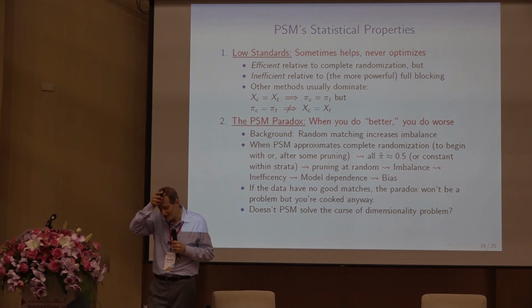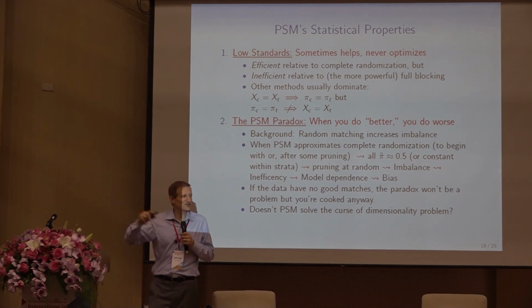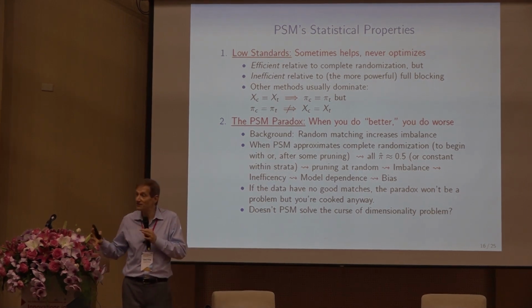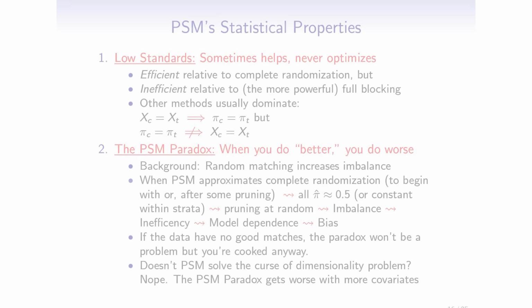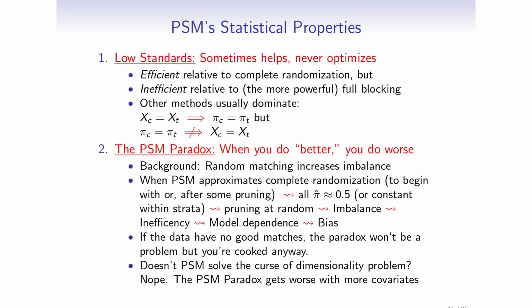People ask me at this point, doesn't propensity score matching solve the curse of dimensionality problem? No. The curse of dimensionality problem is not something to be solved. It's just a fact of the universe, right? It's just a fixed thing. It doesn't get to be solved. And in fact, the paradox gets worse as you have more covariates. So let me show you an example. Propensity score matching is blind where other methods can see.